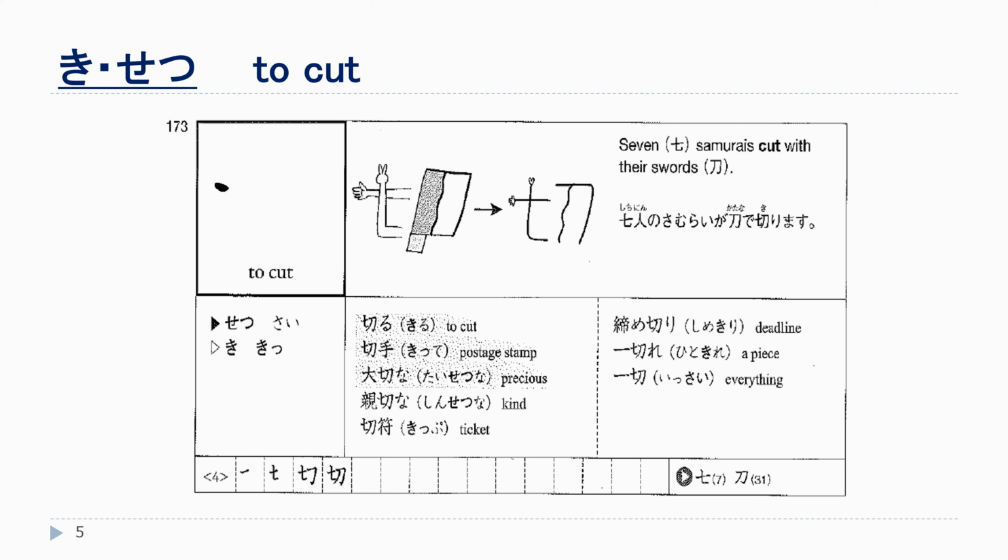So let's write together. 1, 2, first the number 7, right? And then 1, 2, the word for a blade. 1, 2, 3, 4. 1, 2, 3, 4. So this is the ki in kiru, the setsu in taisetsu na.